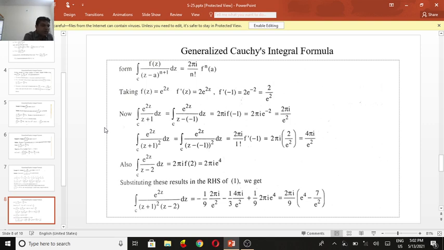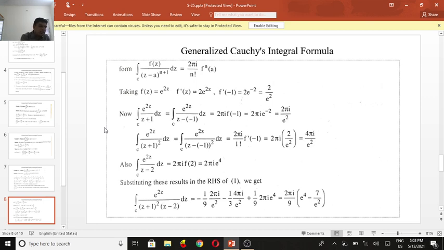Now the integral of e power 2z divided by z plus 1 dz is the integral of e power 2z divided by z minus of minus 1 dz. So a is minus 1, that is 2 pi i f of minus 1. So f of minus 1 is, if we replace z by minus 1, e to the power of minus 2. So certainly we get 2 pi i divided by e square.